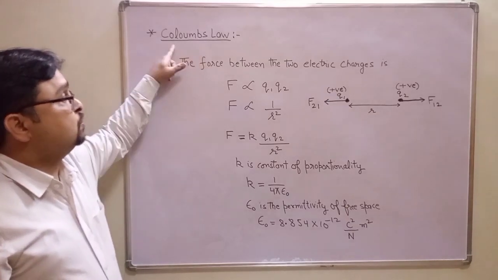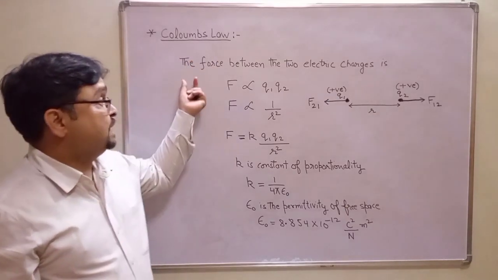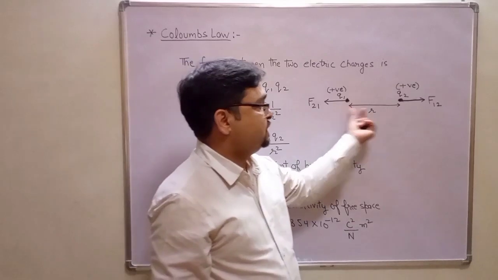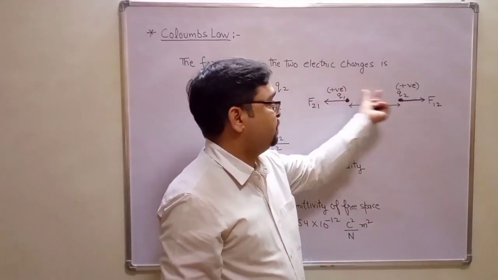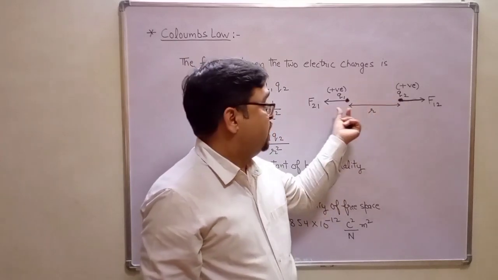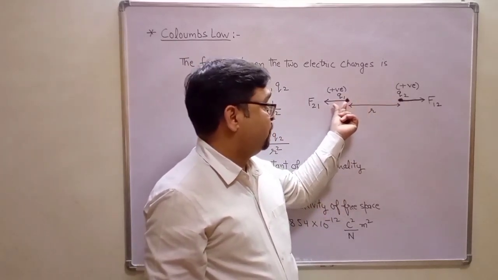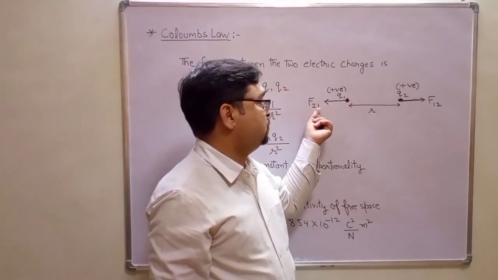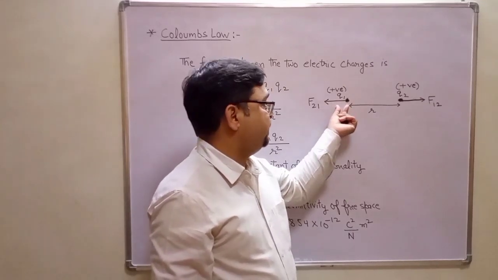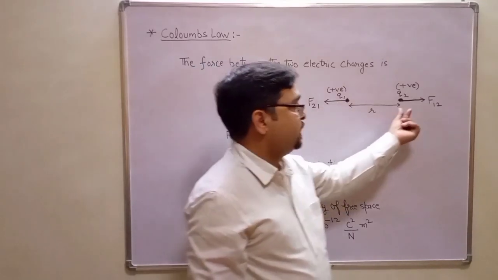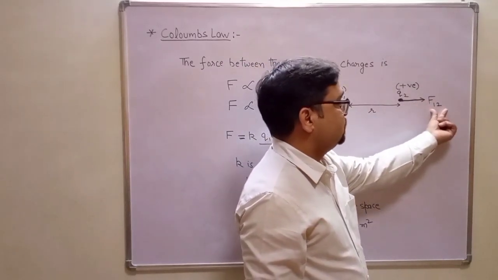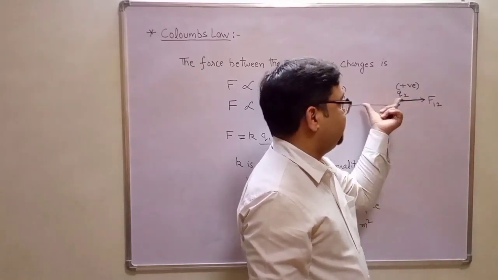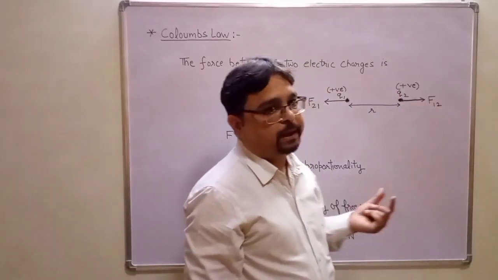So I will repeat the same thing. Coulomb's law: Coulomb has given a law to measure the force between two electric charges. We know that if the charges are of the same polarity, let us say both are positive charge, they will repel each other. Q1 will experience a force due to Q2, F21, force on charge 2 due to charge 1, away from Q1. Similarly, Q2 will experience force F12, that is force on charge 1 due to charge 2, away from Q2. They will repel each other. These two forces will be equal in magnitude.